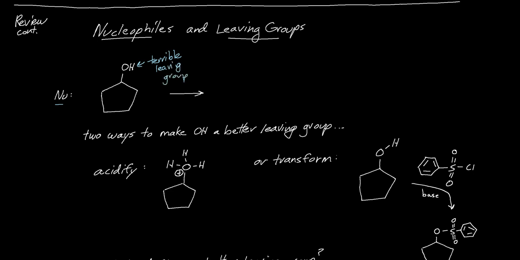And the reason it's a terrible leaving group is because if this nucleophile comes in and forms a bond there and displaces the OH group as a leaving group, we would end up with OH minus as the leaving group that has left, which is not particularly stable unless it's already going into a solution full of strong basic OH minuses, like a sodium hydroxide solution.